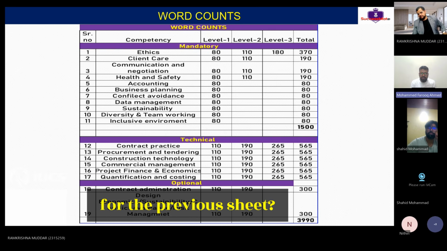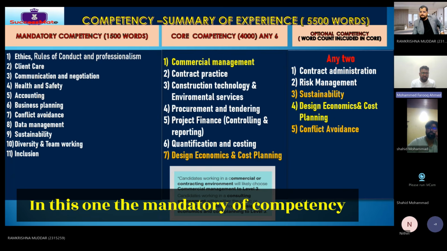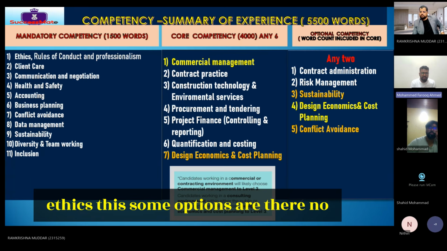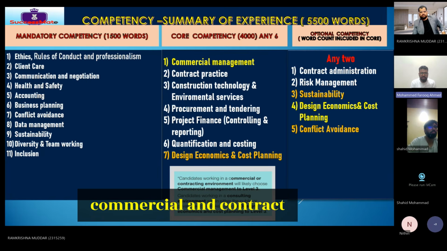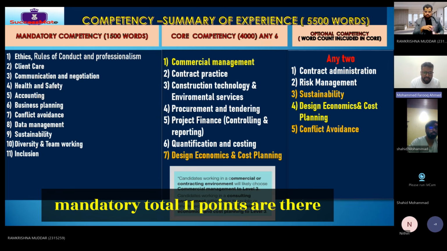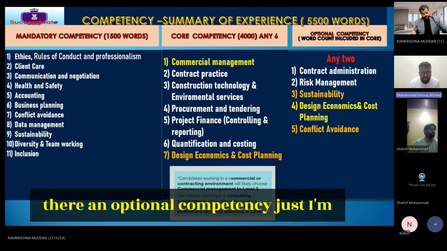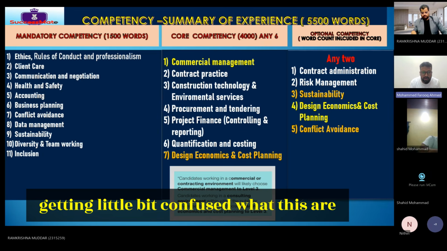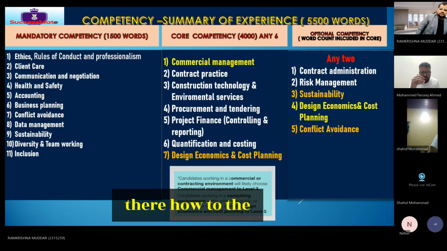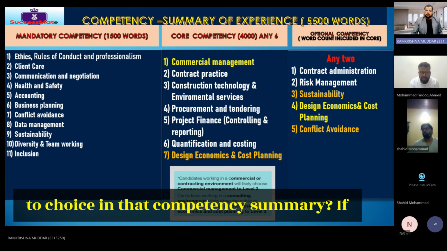Can you go back to the previous sheet? In this one, under mandatory competency ethics, some options are there, no? Commercial and contract, construction technology and all this. You say that in mandatory a total of 11 points are there. Here 7 is there. Here 5 is there in optional competency. I'm getting a little bit confused. How to make the submission in that one? Which one do we have to choose in that competency summary?